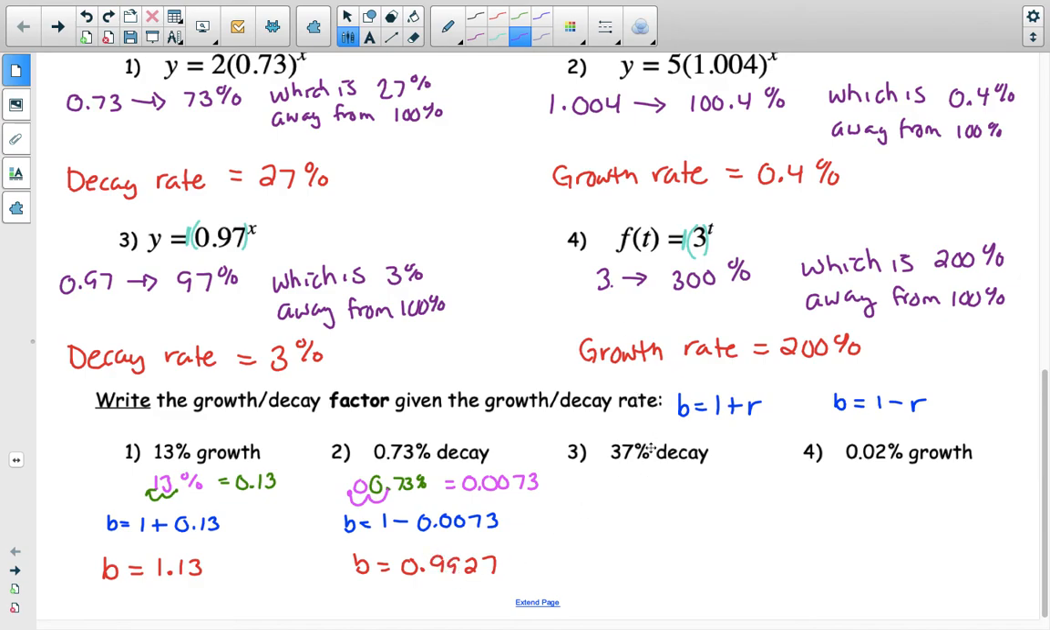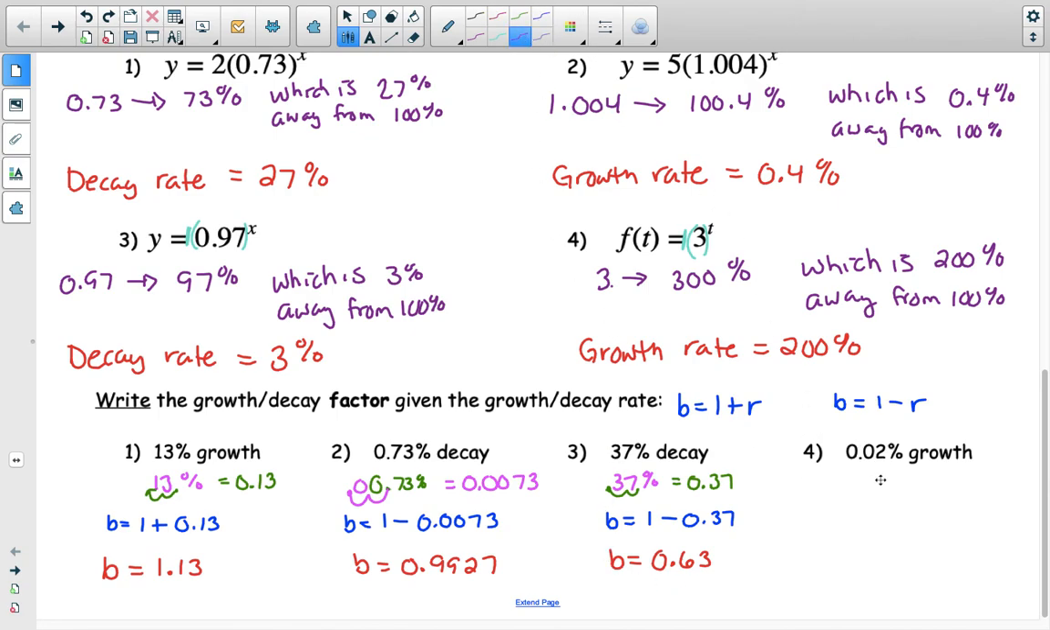So number 3, we have a 37% decay. So let's take our 37% and change it to just a decimal. So we have our decimal after the 7. We're going to move it to the left twice. 1, 2. This gives us 0.37. Since it is a decay, we're going to do b equals 1 minus that decimal value. So 1 minus 0.37 is equal to 0.63. That is our decay factor. This is the part that we put into our equation. This is what we would multiply into our equation.